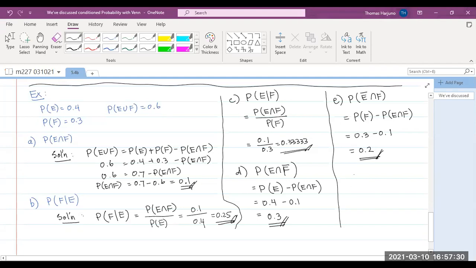Now, let's start with this one. How about part F, the probability of E knowing not F? What is the probability of passing House knowing it doesn't pass the Senate? There's no way for you to do this problem without actually memorizing the formula, without knowing which formula to use.